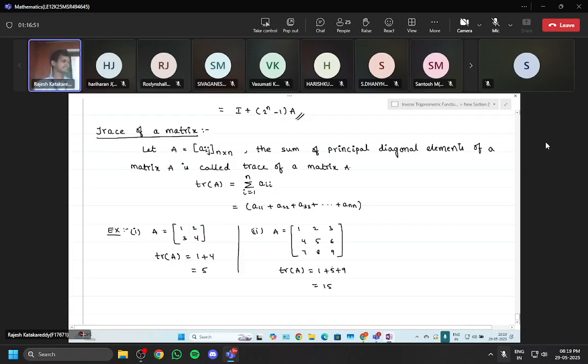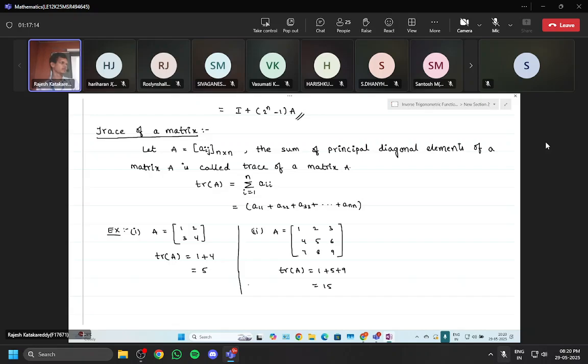Trace of a matrix is a scalar quantity. It is a scalar, it is not a matrix. You observe, addition of two matrices is a matrix. Scalar multiplication of a matrix is again a matrix. Product of matrices is a matrix, but trace of a matrix is a scalar. It is not a matrix.